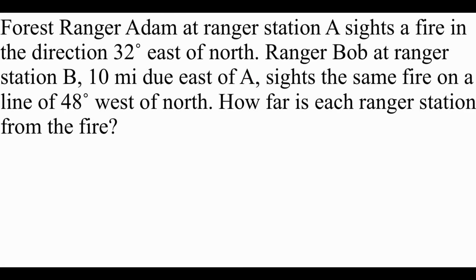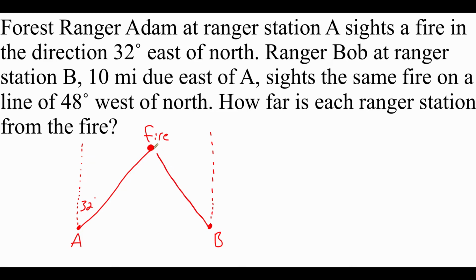So the first thing we're going to do is draw a picture of this to model it. I'm going to start with Ranger Station A right here. And it says that the fire is 32 degrees east of north. So due north would be straight up, but we are 32 degrees east of that. So this is a 32 degree angle in here, and this is where the fire is located. And our other ranger station happens to be 10 miles due east, which means straight to the right, and that's going to be Ranger Station B, and we're told that from due north, we're 48 degrees west, so it's going to be 48 degrees left here.